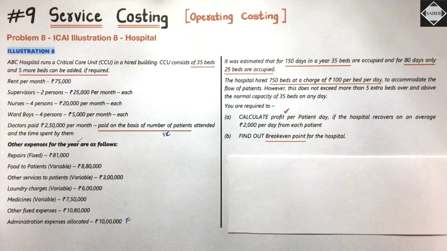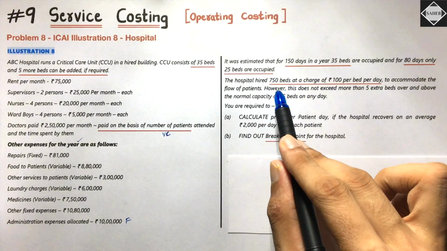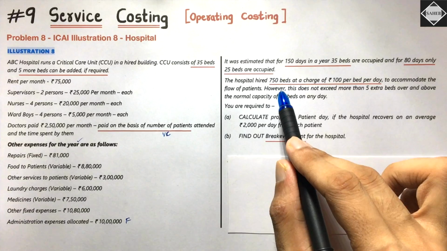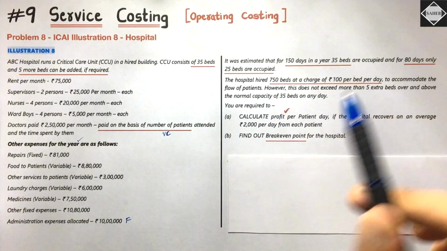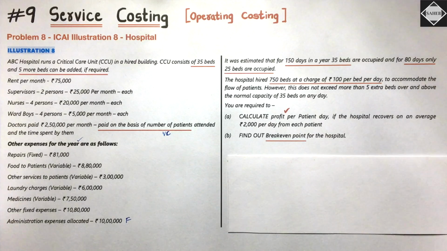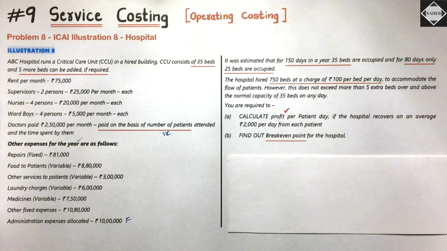What does that mean? It means in total they have given, and that's not just beds. It's bed days. It is patient days. Bed days it is. You have to understand. You need to have common sense. They cannot hire 750 beds. It's not possible. It is 750 bed days. They have directly done the calculation and given you the answer. Let me just show you how that 750 will come.